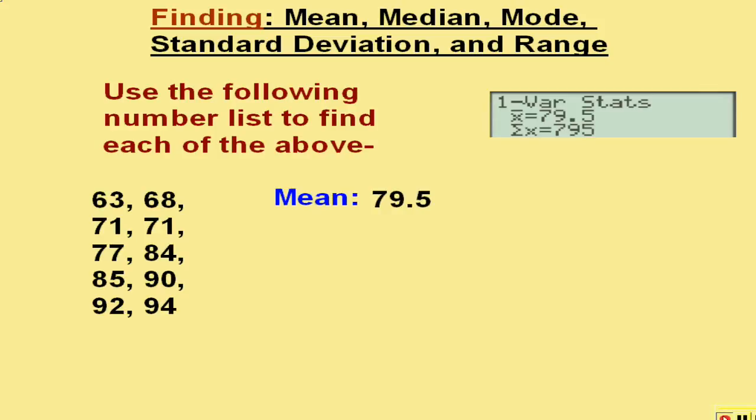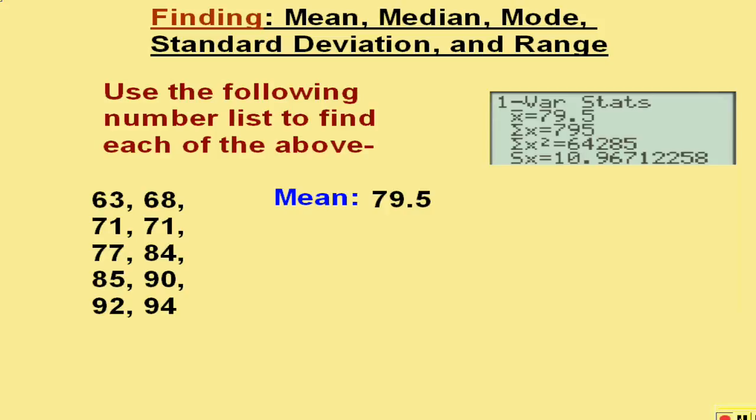Next is summation of x. That means that all the x's added together are 795, and that value is not one of the 5 that we need. Neither is the next value, which is the summation of all the x's squared. The next value, however, is the standard deviation.